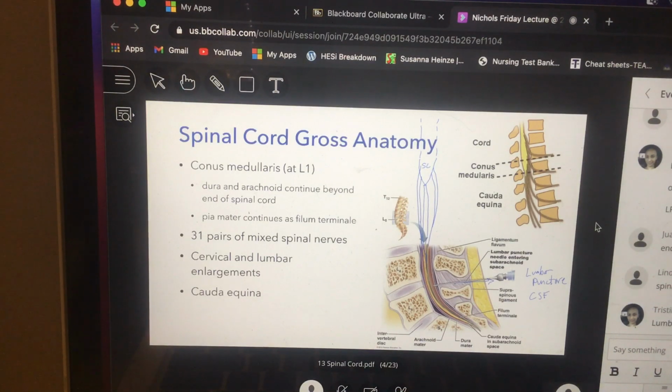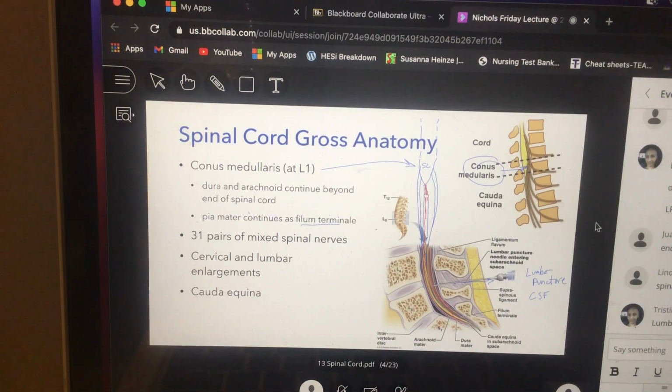So like I said, the conus medullaris is that cone-shaped end of the spinal cord. You can also see it labeled right over here. It's just the cone-shaped area at the end of the spinal cord. And the pia mater continues on down as this structure called the filum terminale, which just comes off the very tip. I'll draw it in a bright red color on my drawing, right off the very tip of the cone. And it goes all the way down and anchors the spinal cord all the way down at the base of the vertebral canal.